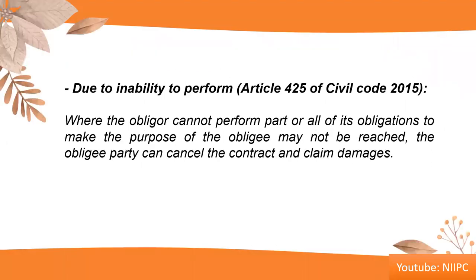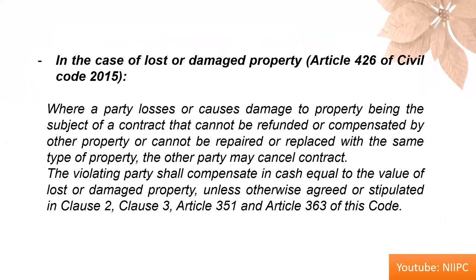Due to inability to perform, Article 425, Civil Code 2015: where the obligor cannot perform part or all of its obligation so that the purpose of the obligee may not be reached, the obligee may cancel the contract and claim damages. So we have some cases of loss or damage of property. Where a party loses or causes damage to property that is the subject of the contract and it cannot be refunded or compensated by another party, or cannot be repaired or replaced with the same type of property, the other party may cancel the contract.